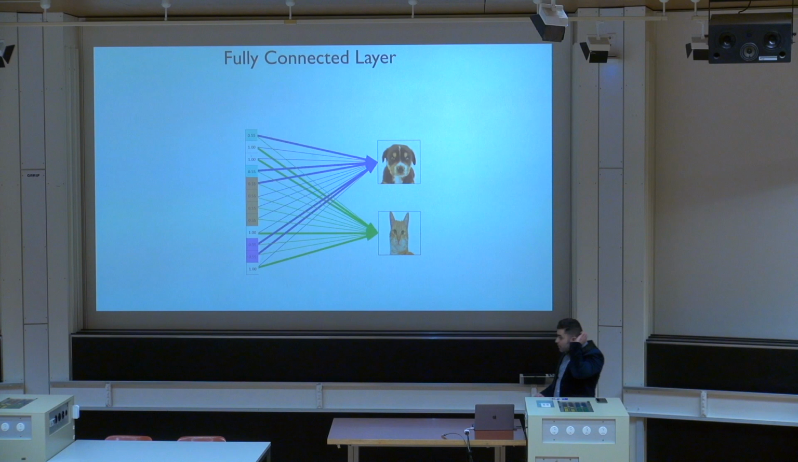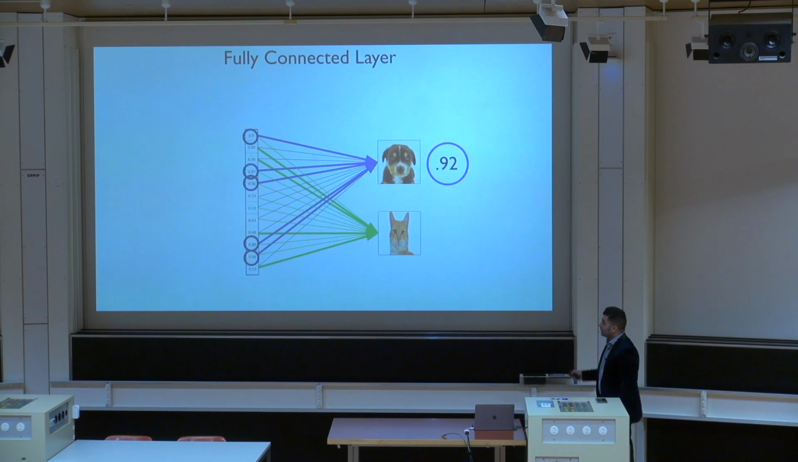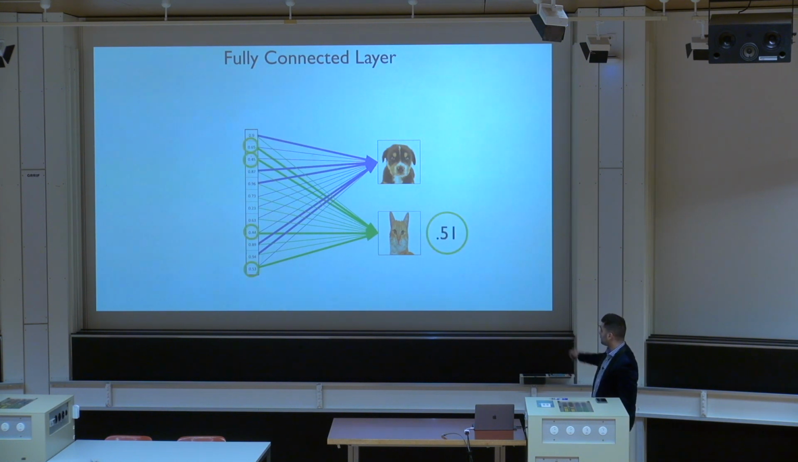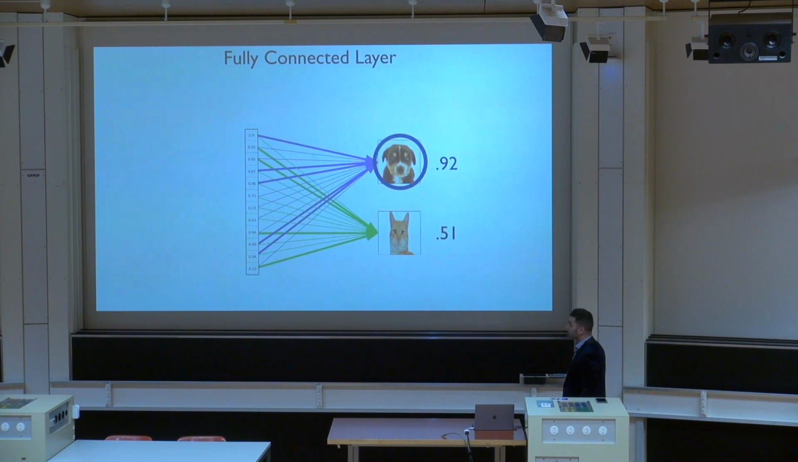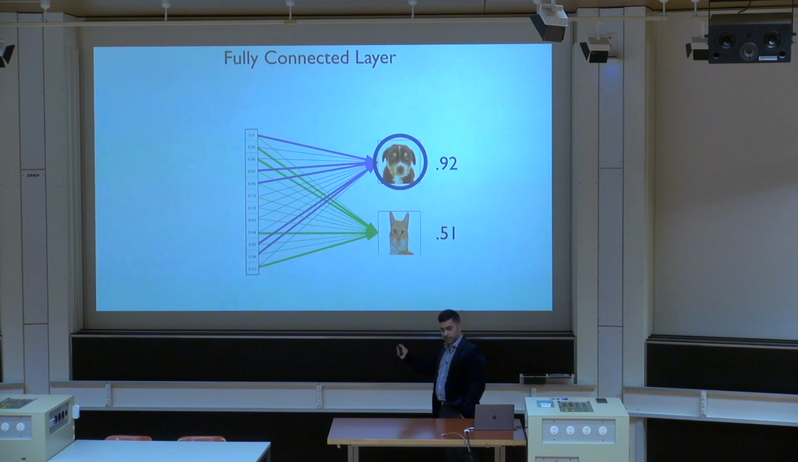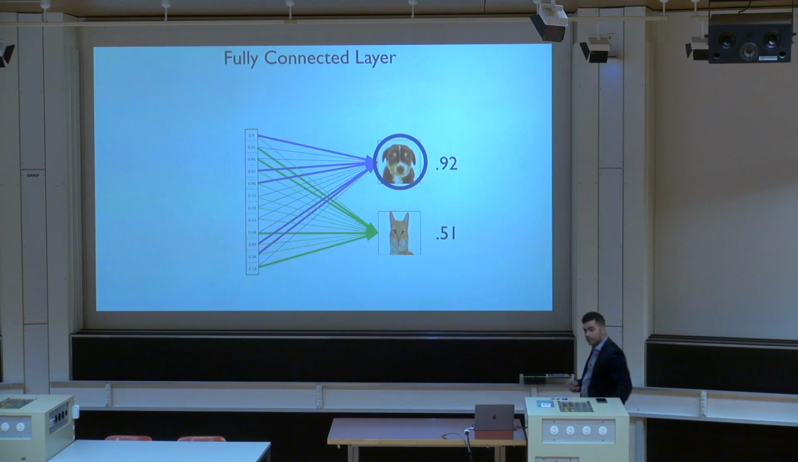And just imagine a test image that our model hasn't seen before. You compute your weights, and you basically keep adding up these numbers for each class to see which one is stronger, which votes are stronger. So you get, for example, 92 for the dog and 51 for the cat, and you see, okay, this image is classified as a dog, okay? It's like a voting. The last layer is like a voting.